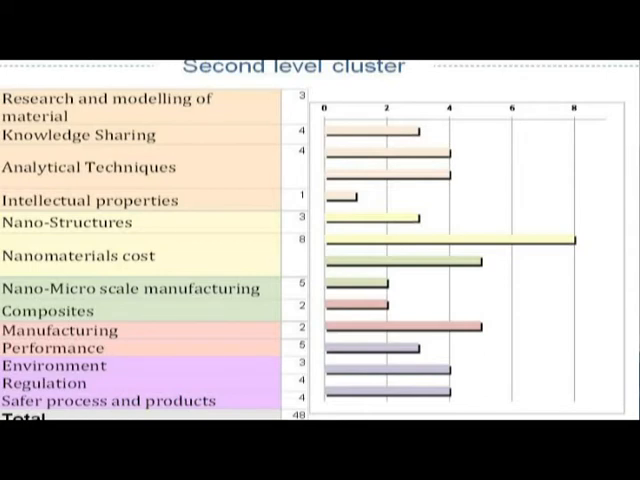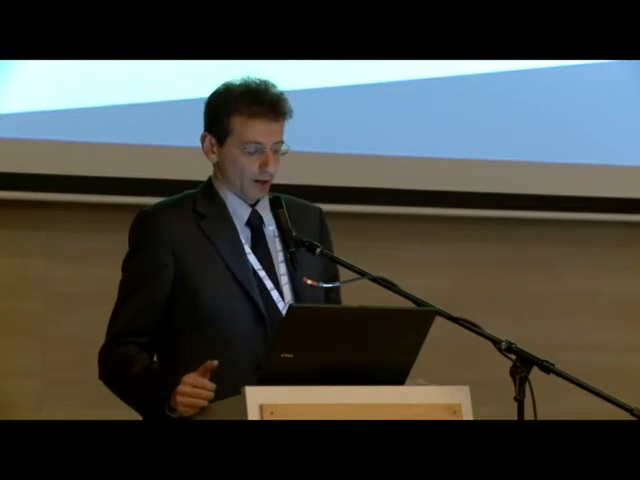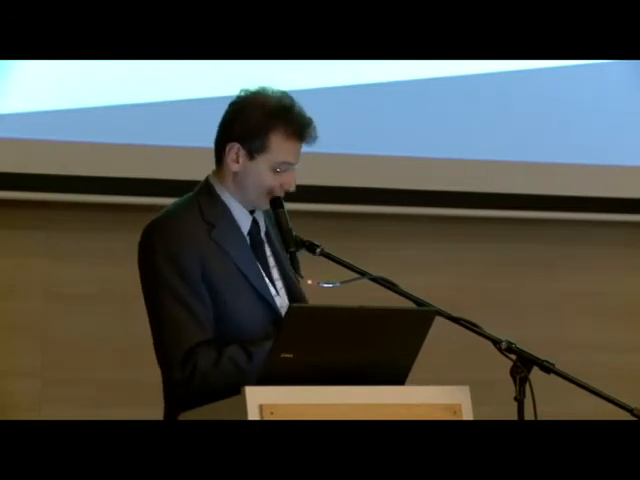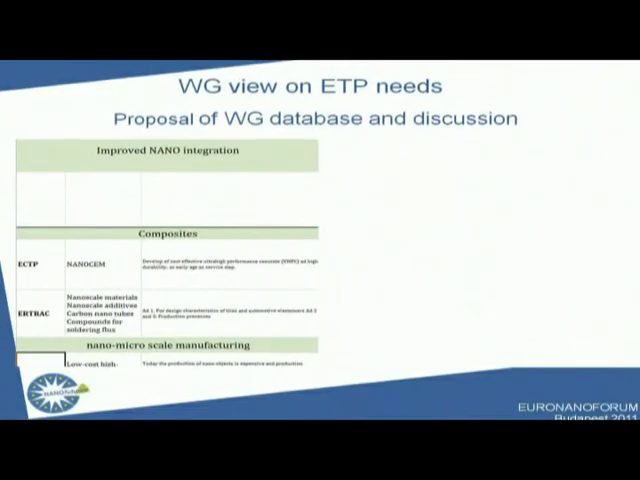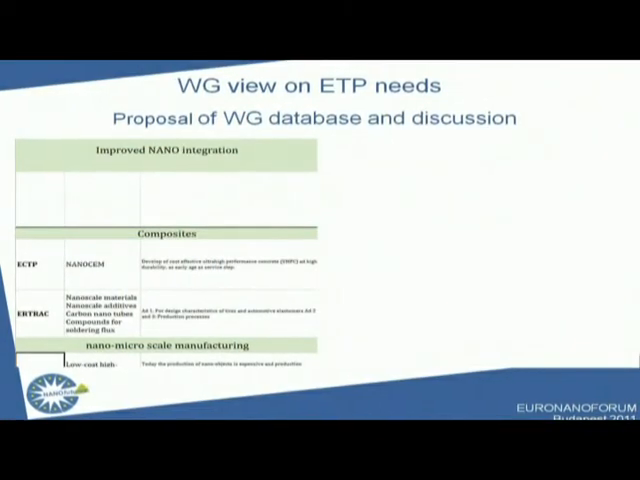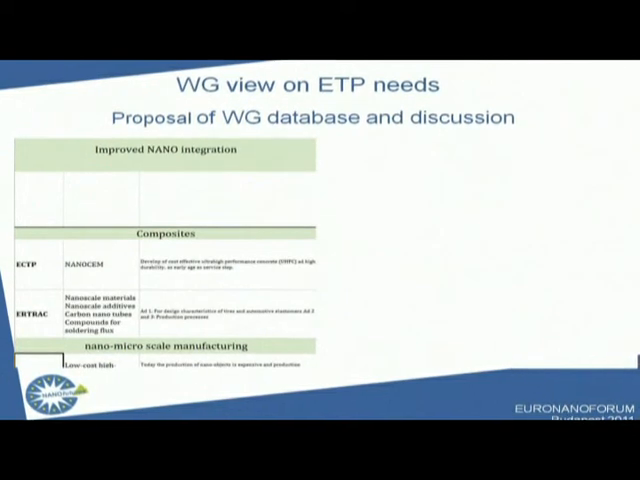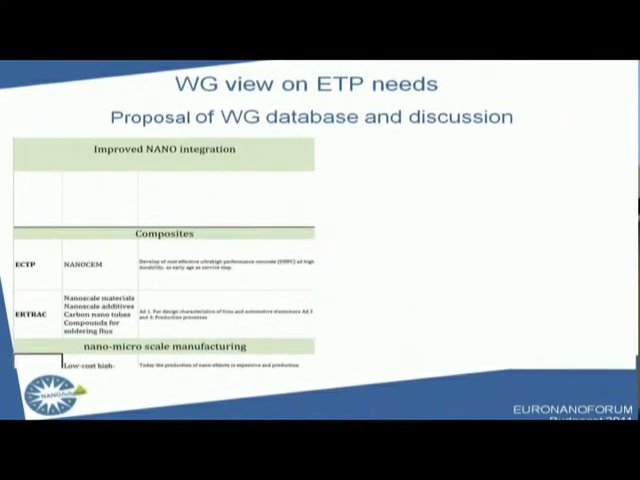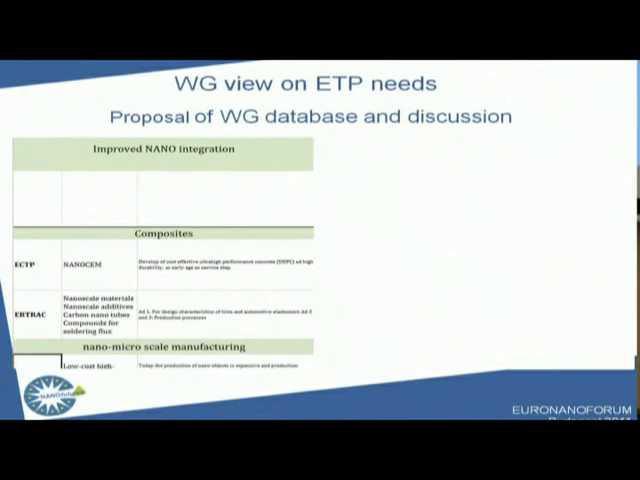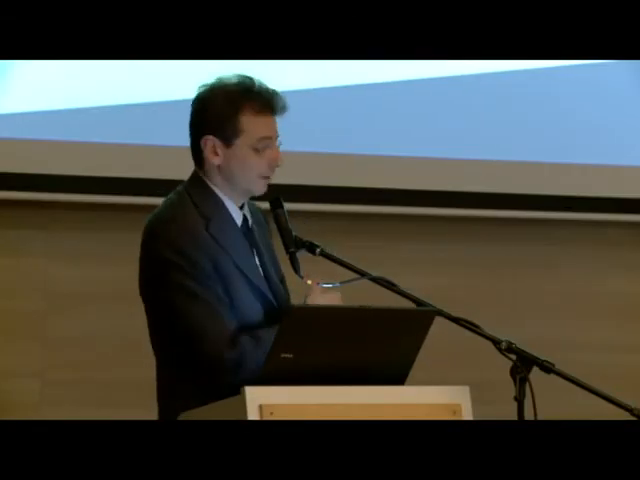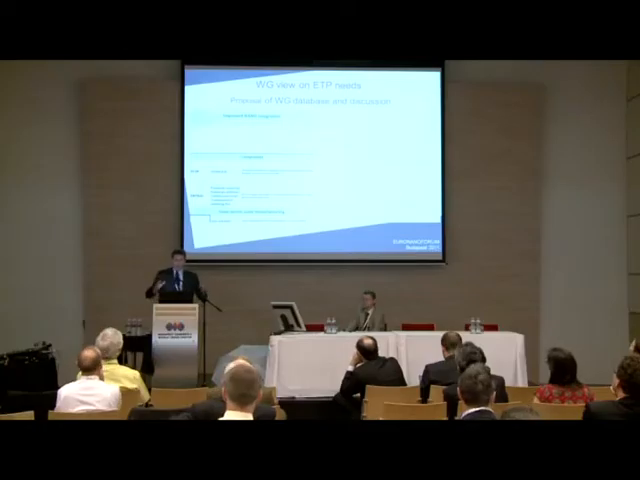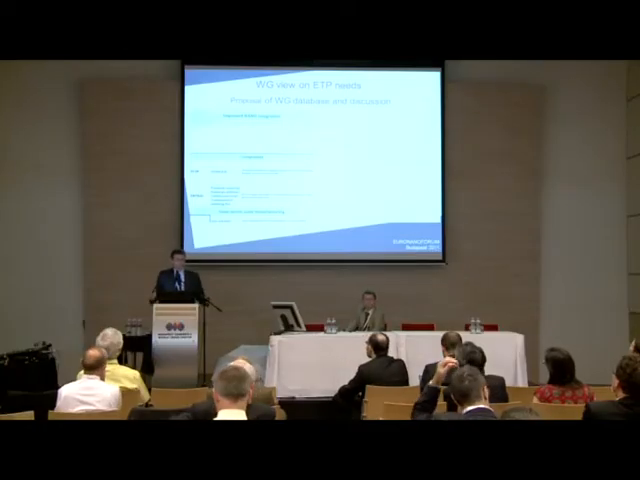So we decided to collect all these needs in an Excel sheet, and you see here the structure of the file. Here the first level clustering, then the second level clustering, for instance composite and microscale. And then you see the ATPs needs here. It was quite a big file with all the 50 needs, with all the descriptions of the needs.